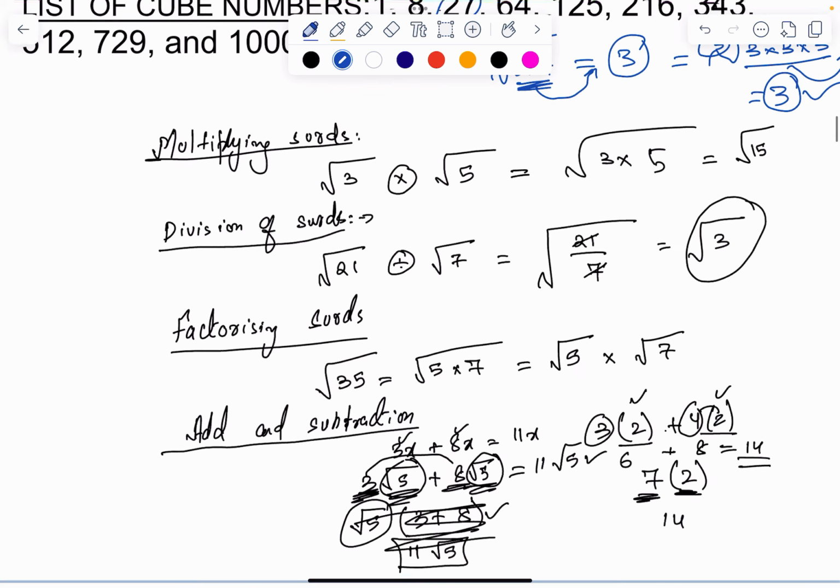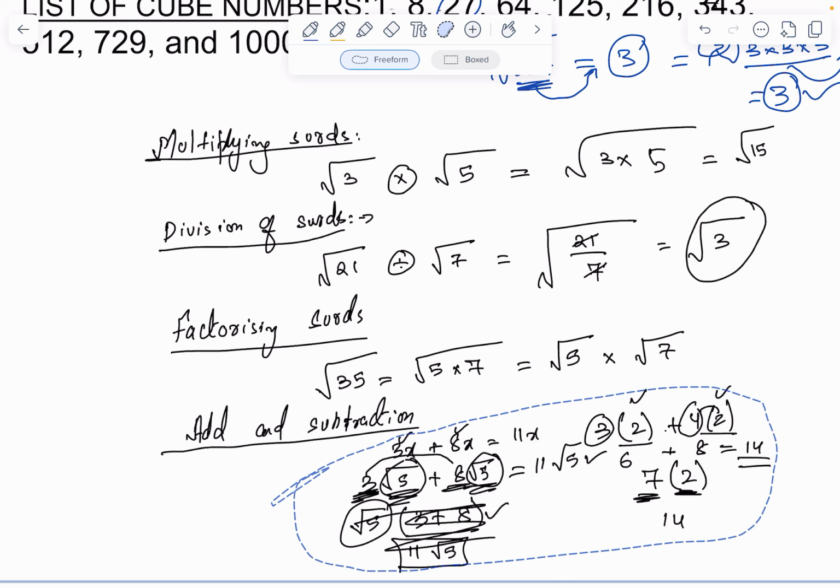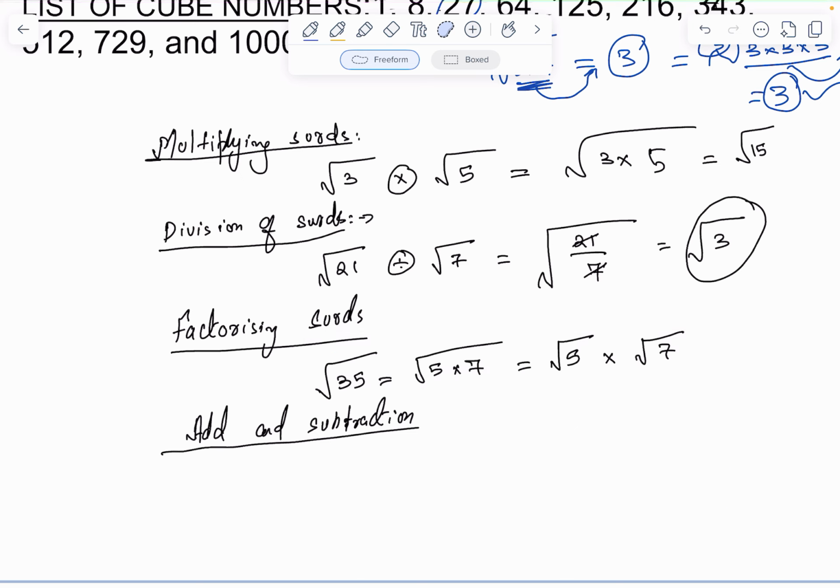Now we have to multiply surds, divide surds, factorize surds, and do addition and subtraction of surds. I'm only deleting this part because in this part maybe you need a little bit of explanation.